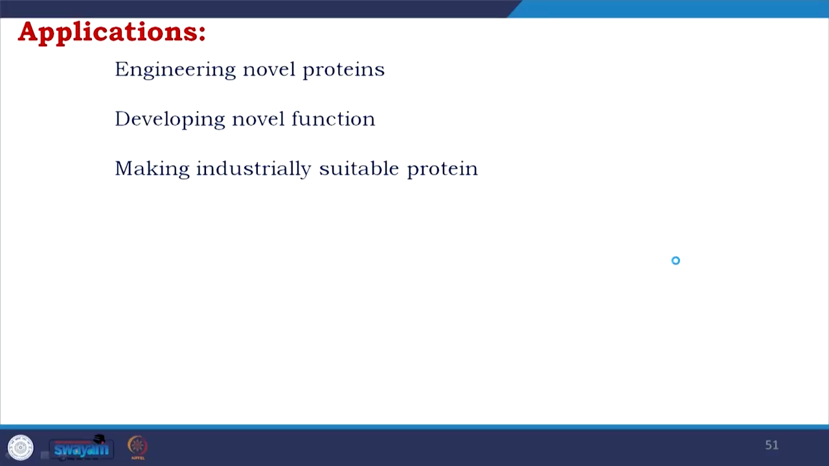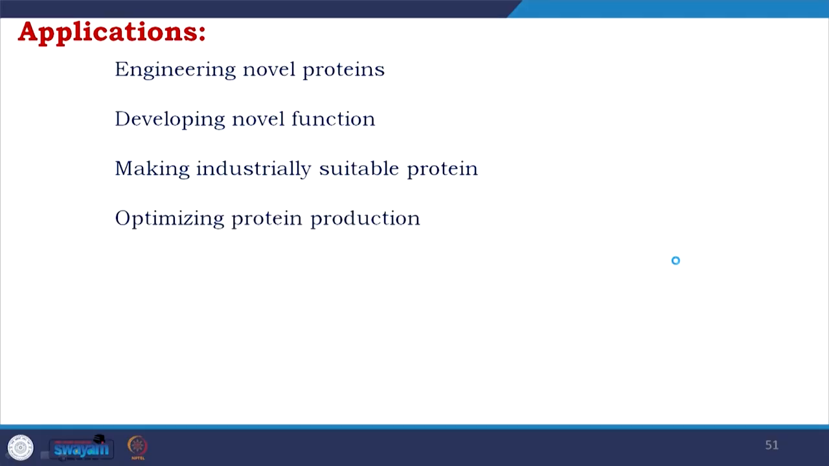A common strategy of point mutation is to make an industrially suitable stable protein, which means the protein is stable towards high temperature, towards different ranges of pH, towards denaturants, towards salt and many other things. Optimizing protein production could also be a part of protein engineering. Some proteins don't express well. If you model the protein, you find there are some flexible regions, you cut out those flexible regions, which makes the protein work more as a rigid body, and that would definitely enhance your protein production.